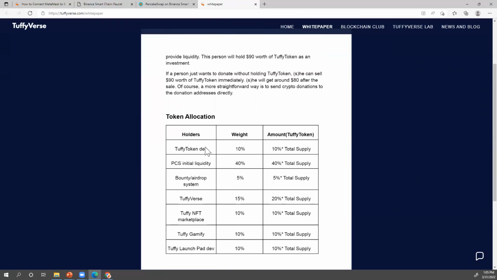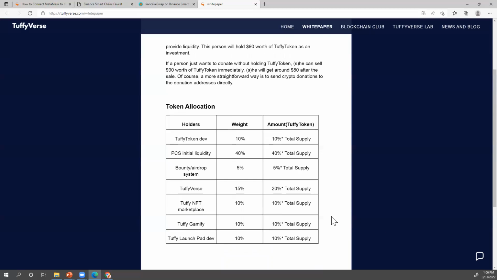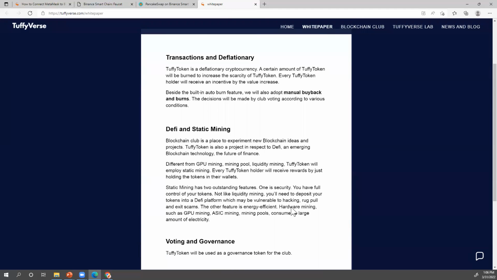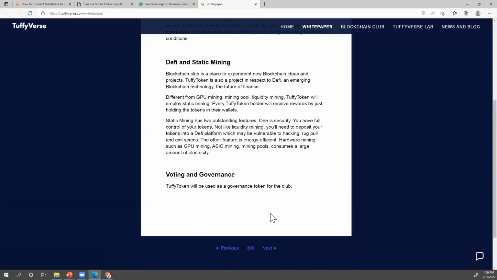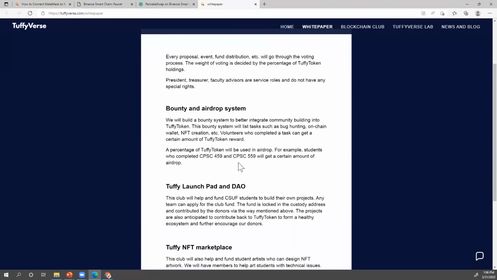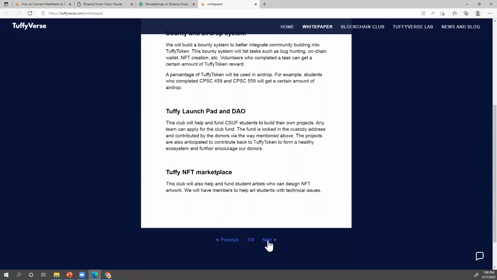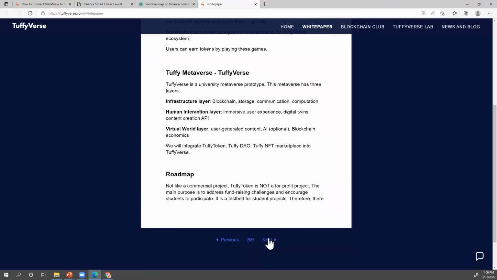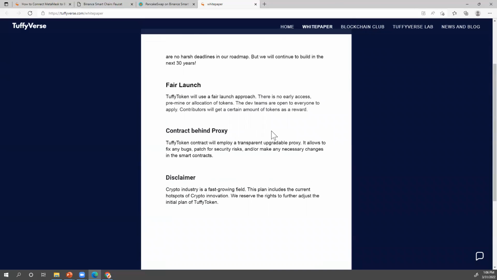We have planned several projects under a roadmap for Taffy Token as well. We are going to build some cool projects to be added to the Taffy Token ecosystem: transaction and deflationary mechanisms, DeFi and staking mining, voting and governance, bounty system, airdrop, and NFT marketplace. So this is about Taffy Token.